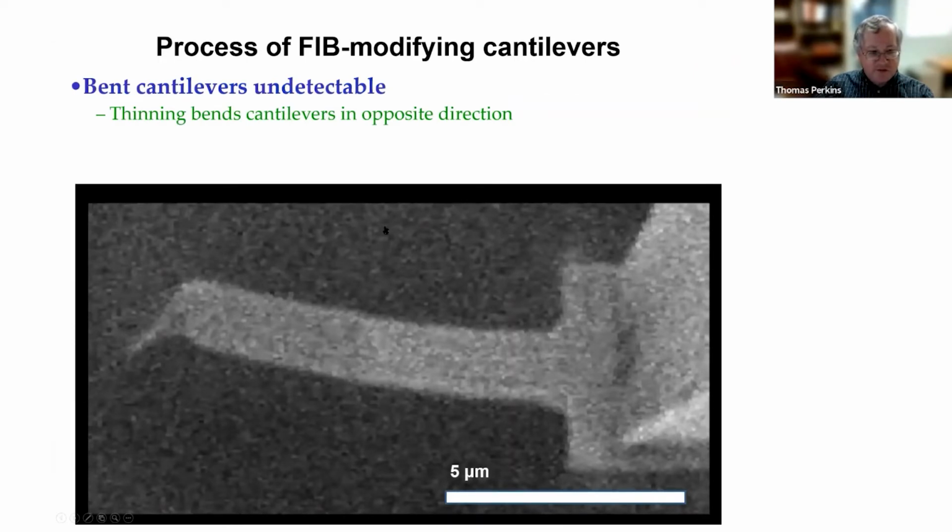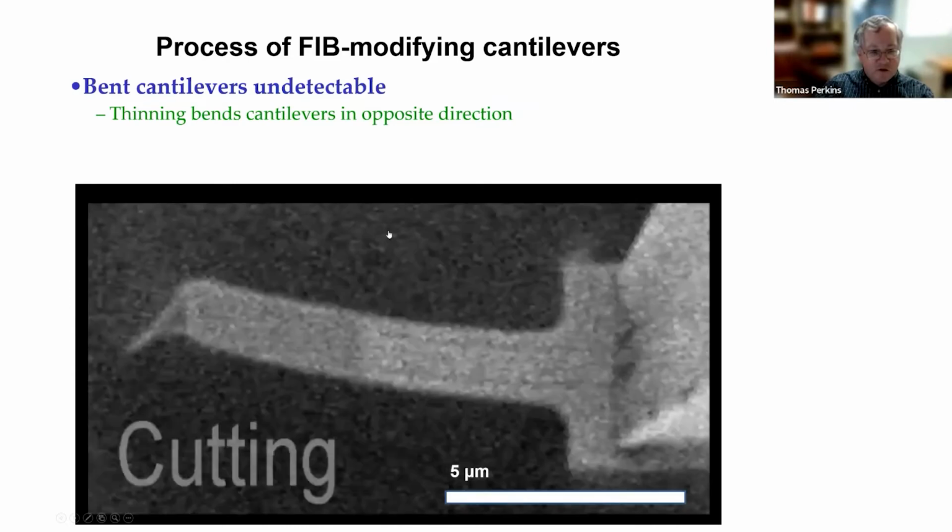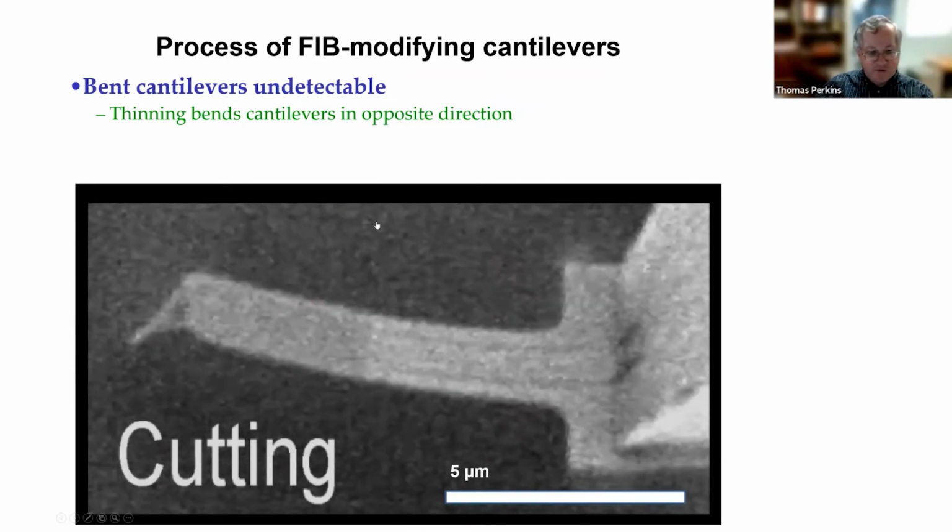So to give you a sense of what this looks like, what you see here is a scanning electron microscope image of an ultra short cantilever that we're going to modify with a focused ion beam. You can see that it's actually tilted, which is not good. We'd like the cantilever to be straight. And so what you see here is the process by which we modify it.